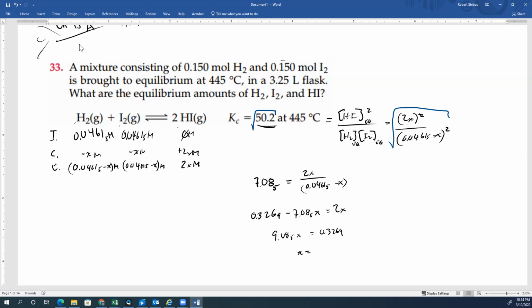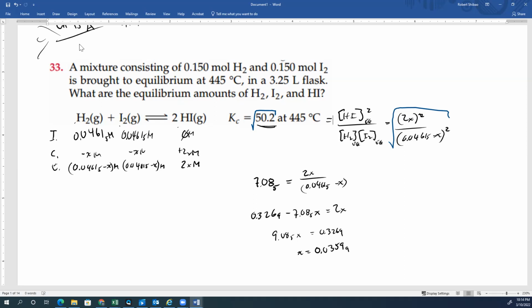So 0.3269 divided by 9.085 equals, and so I get an x of 0.035. How many sig figs? I'm allowed 3 sig figs, so I'll go 0.359 and then subscript an extra digit, sub 9 here.